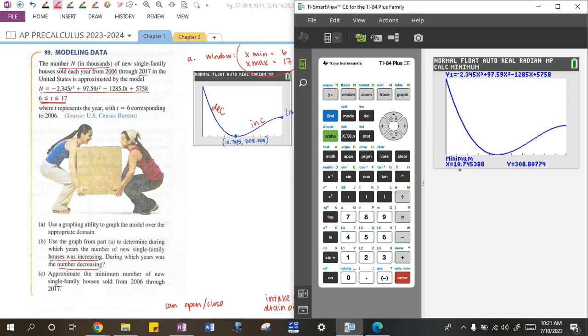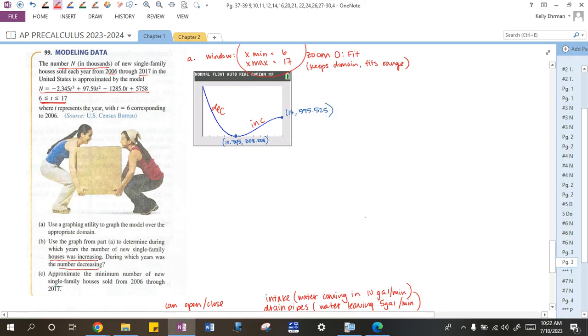So what year is that? That's 10 years. Let's see, 6 is 2006. So 10 is 2010. So this is sometime between 2010 and 2011. So determine during which years the number of new single family houses was increasing.